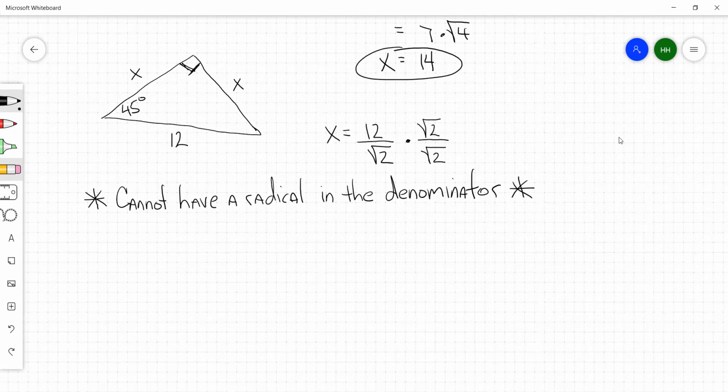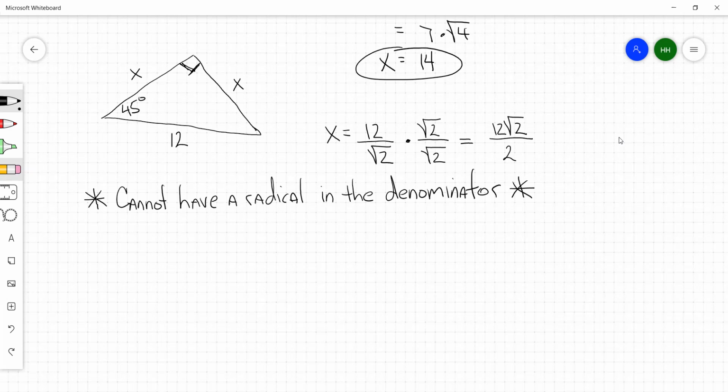So what you end up with here is, look, in the numerator, you get 12 times square root of 2, which is 12 radical 2. And in the denominator, we just did this. What's the square root of 2 times the square root of 2? Square root of 4, which equals 2. So by multiplying the square root of 2 in the denominator by itself, you eliminate the radical, don't you?